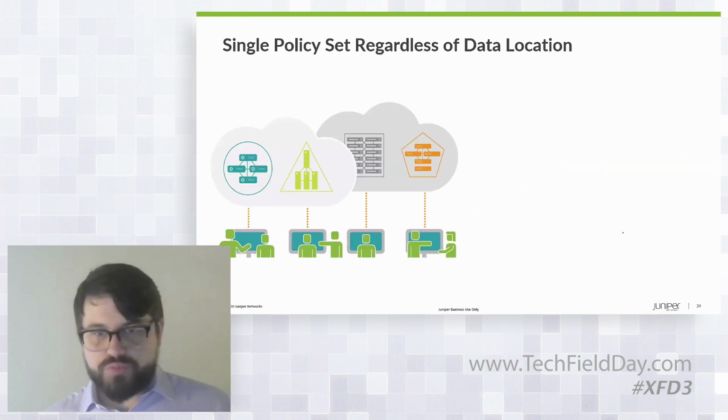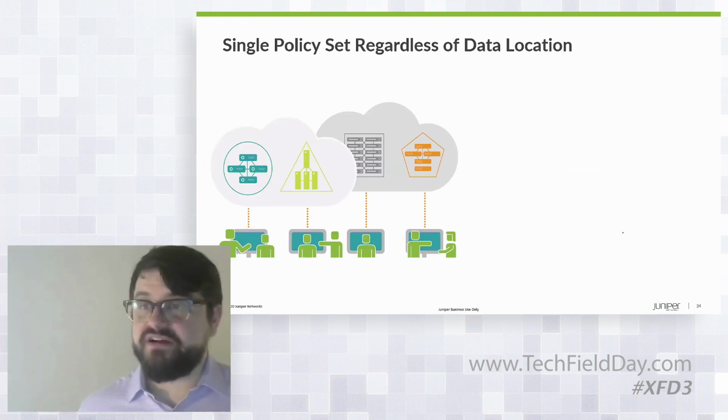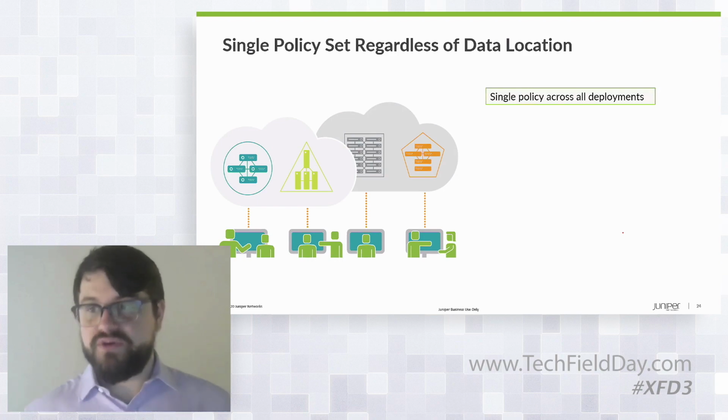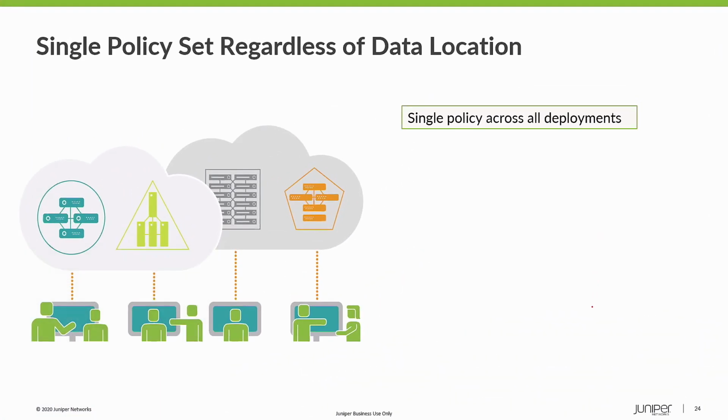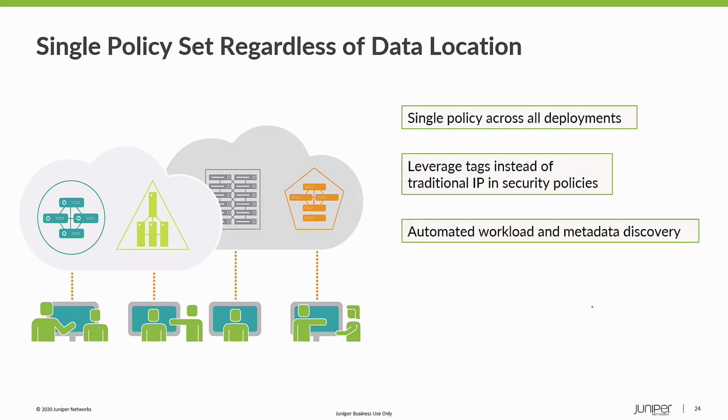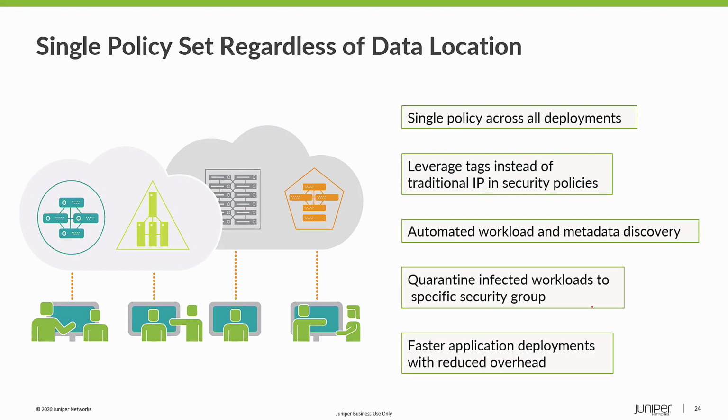All right, cool. So what we're really trying to enable here in the security context is a single policy set, regardless of data location. This is the ideal goal. The degree to which we can achieve this will, of course, vary by environment, but we want to have a single policy across all of our deployments. So regardless of which cloud it's in, or whether it's even on-prem, we use the same policy. We're going to do that by leveraging tags instead of traditional IP matching in security policies. We're going to automate the whole thing using our policy enforcer tool.